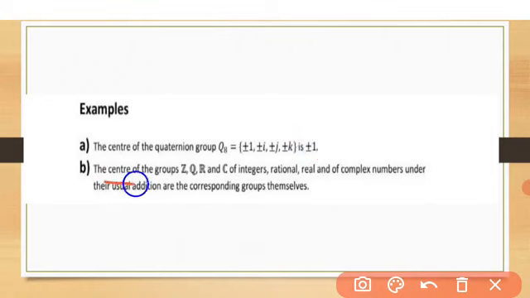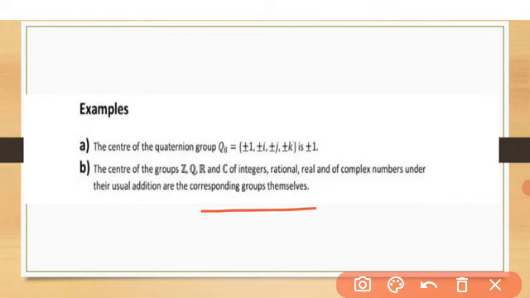Similarly, for the groups of integers, rational numbers, real numbers, complex numbers under the usual addition, the centers are the corresponding groups themselves. Their centers are the same as their groups.